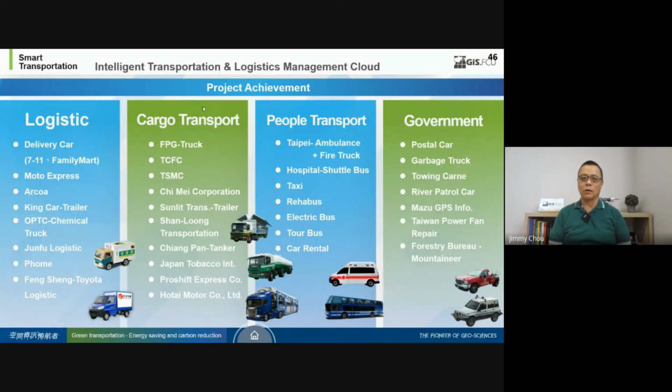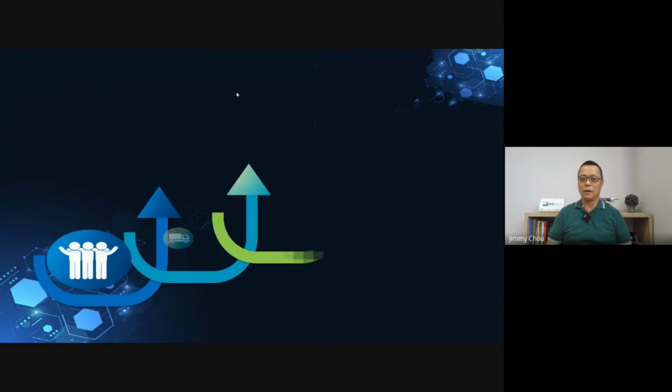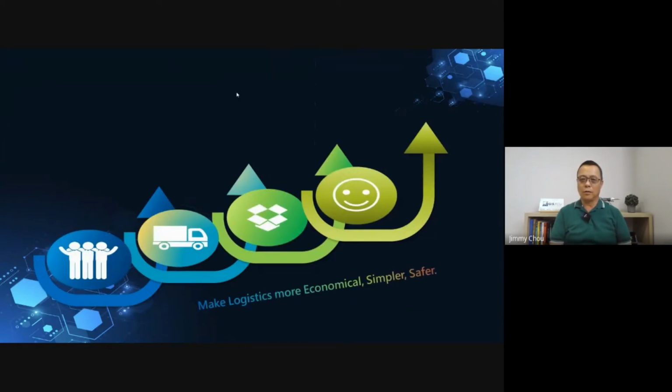It's a chain store grocery store, like 7-Eleven or Family Mart, and all the logistics, and also lots of the cargo transport for the gasoline and also the emergency rescue things, and also the trucks, and lots of things can be monitored and can be used as smart transportation, and it can create good logistic ways. So in Taiwan, making logistics more economical, simple and safer is one of the ways we can create a smart transportation.